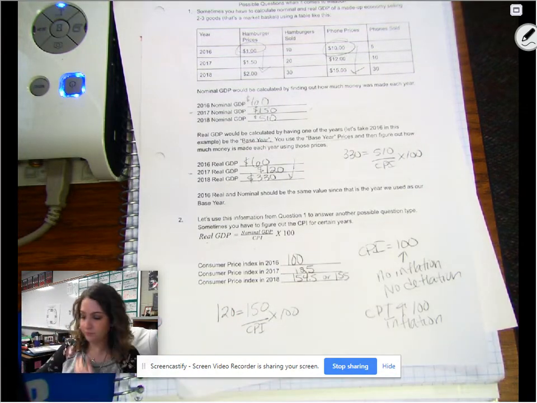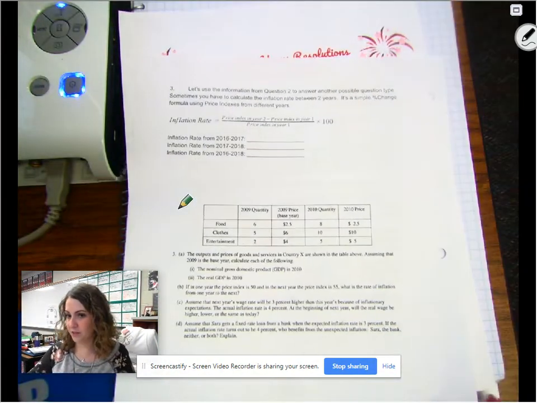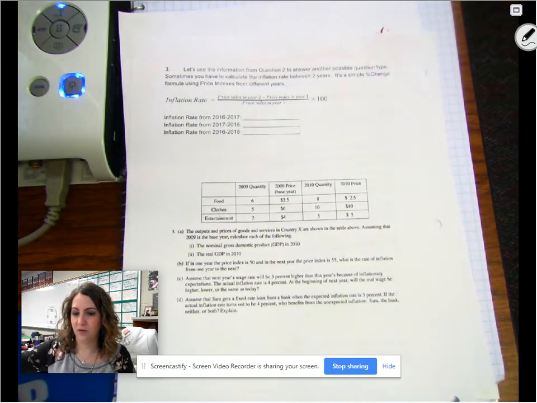Round up. Okay. On the back, if you can see it.